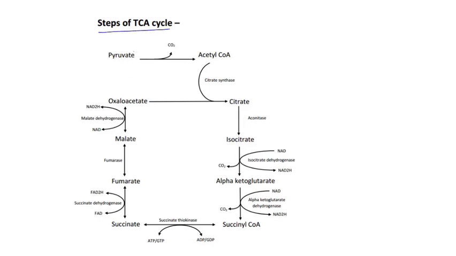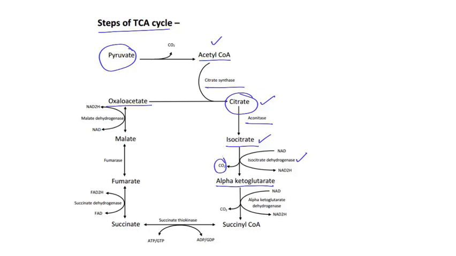From the oxidation of pyruvate, acetyl-CoA is produced. This acetyl-CoA joins with oxaloacetate and produces citrate with the presence of citrate synthase enzyme. This citrate produces isocitrate with aconitase. This isocitrate produces alpha-ketoglutarate by the presence of isocitrate dehydrogenase. Here, one molecule of carbon dioxide is removed and one NAD molecule is reduced.